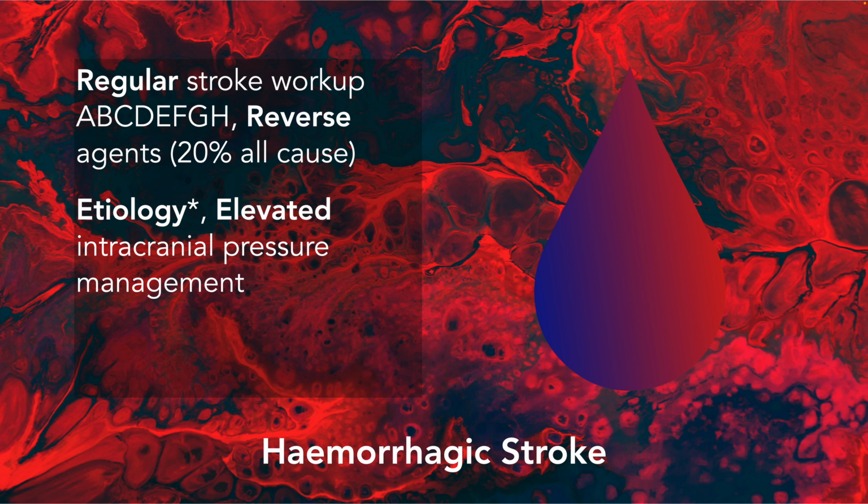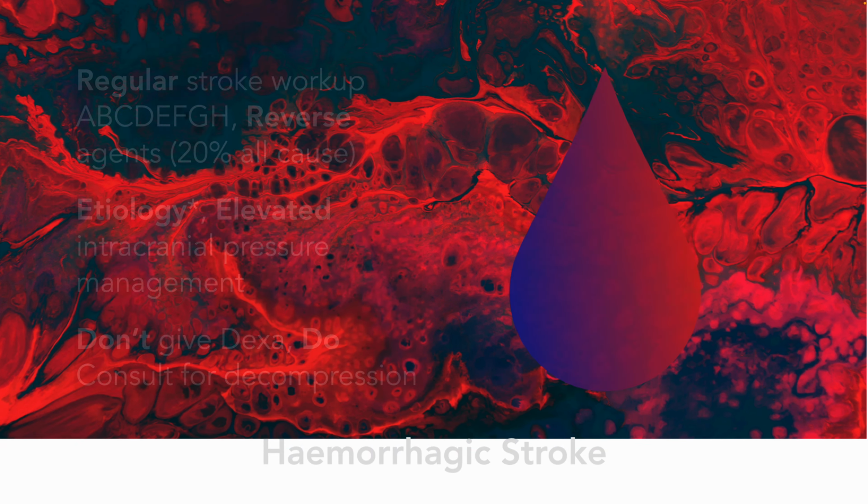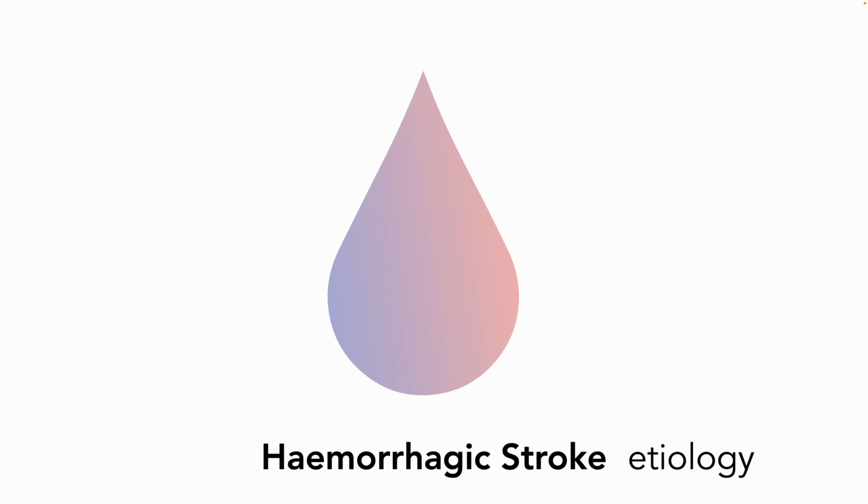We're going to look at the etiology, and the mnemonic of that is burst pipe, so we'll come to that in a second. And we'll look at elevated ICP. We're not going to give DEX because steroids worsen outcomes with bleeds, worsen recovery and plasticity and that kind of thing. But we are going to consult the surgeons, it's usually for local management, for decompression. Okay, so for hemorrhagic stroke, we're going to begin with the causes.